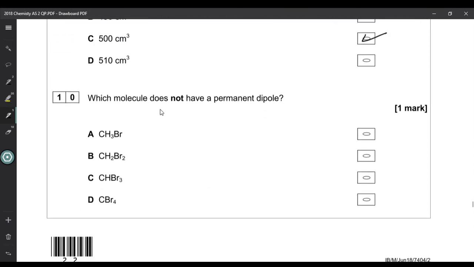Which molecule does not have a permanent dipole? So that will be D, because it's symmetrical.